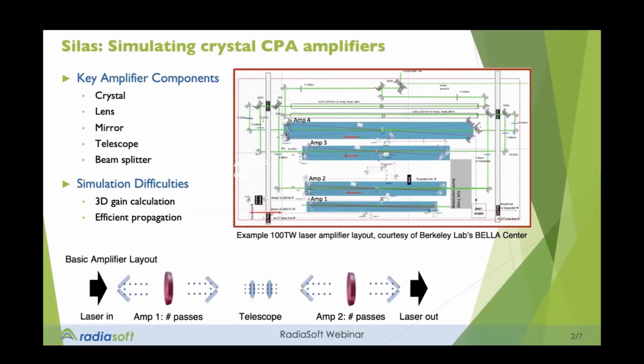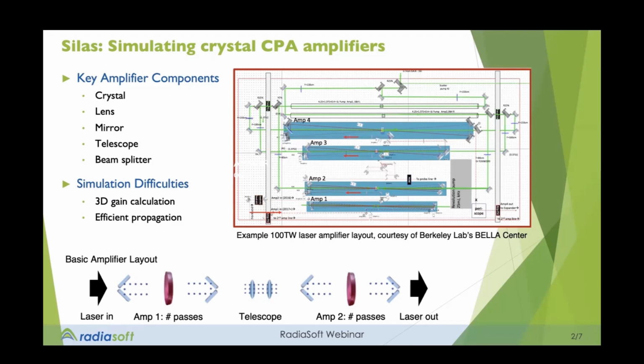So as I said, Silas is for simulating crystal CPA amplifiers. The figure you see here is an example laser amplifier layout provided by Berkeley Lab's BELLA Center. In it, you can see 4 amplifiers in those blue boxes, each with a crystal in the center and a set of mirrors on the edges. It's a bit confusing at first glance, so I have a basic amplifier layout at the bottom of the page, showing the laser coming in to each set of a crystal and several mirrors, passing through that crystal n number of times before moving on to the next amplifier, eventually leaving the system.